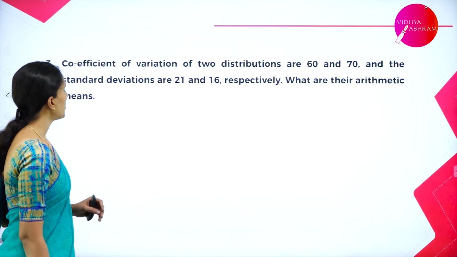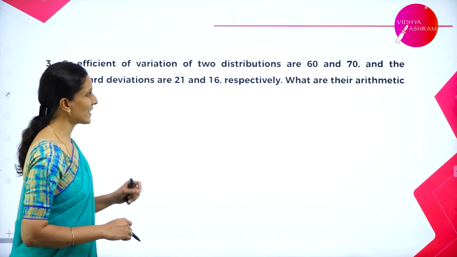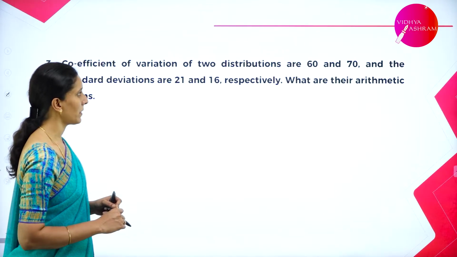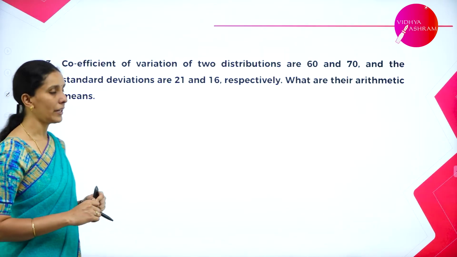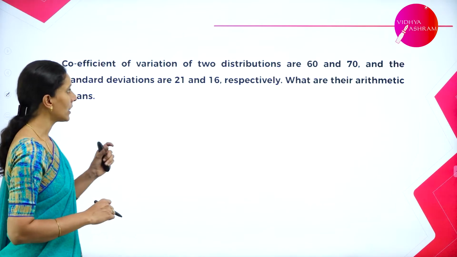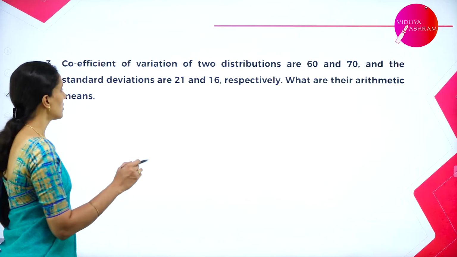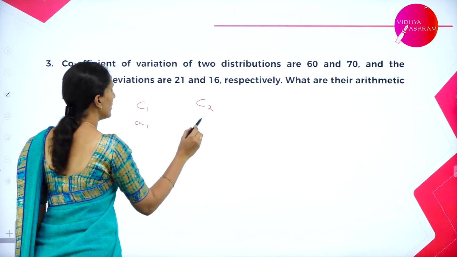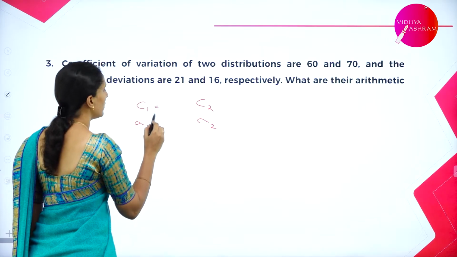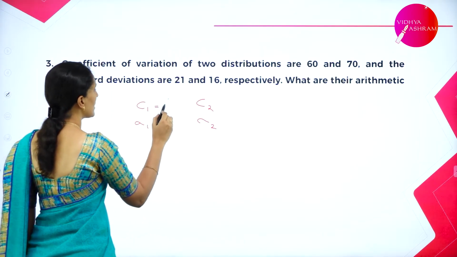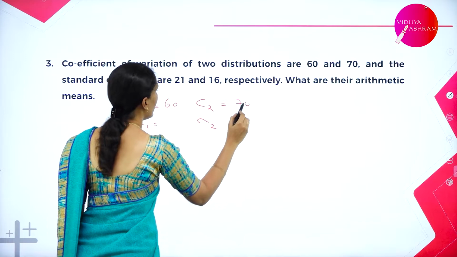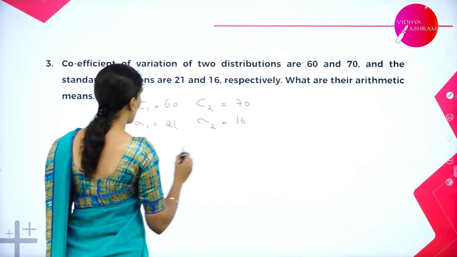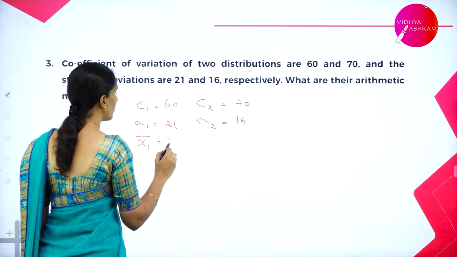The coefficient of variation of two distributions are 60 and 70 and the standard deviations are 21 and 16 respectively. What are their arithmetic means? We need to calculate the arithmetic means of the two series. So let me take C1 and C2, sigma 1, sigma 2. The coefficient of variation is 60 and 70, and the standard deviation is 21 and 16. I need to calculate the mean of these two data sets.